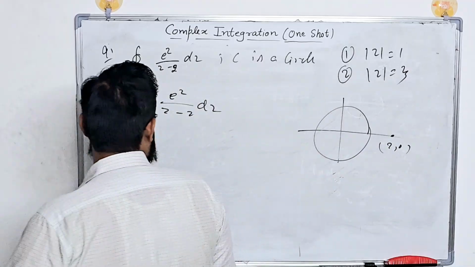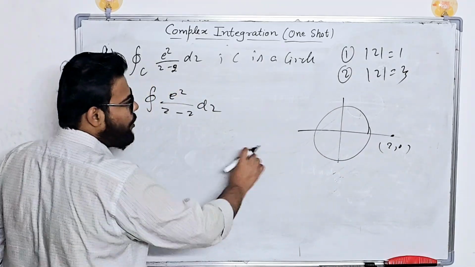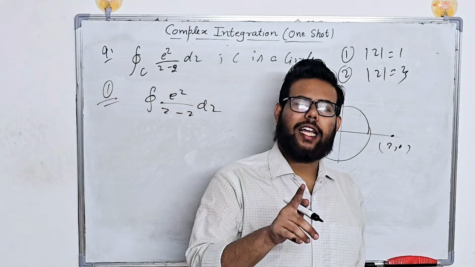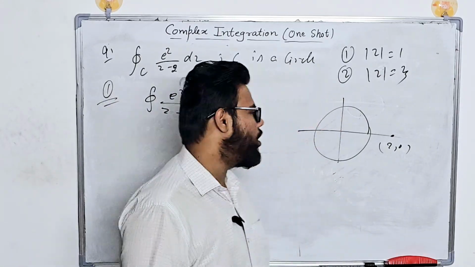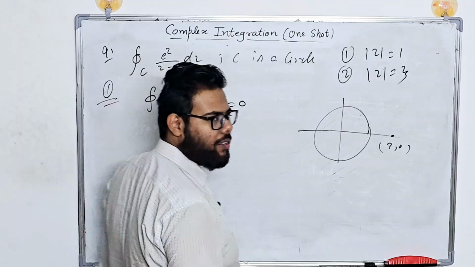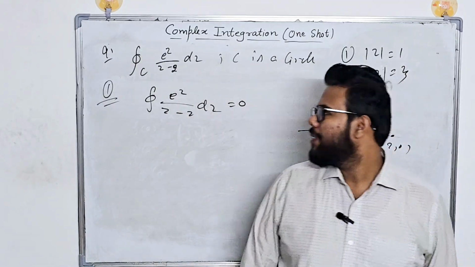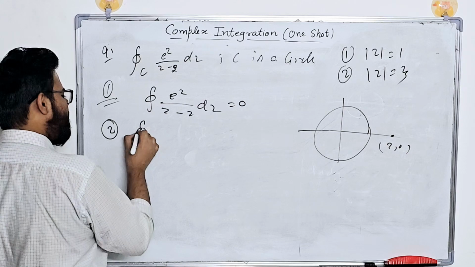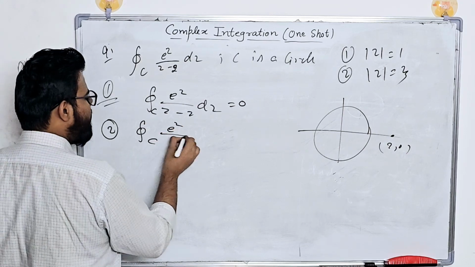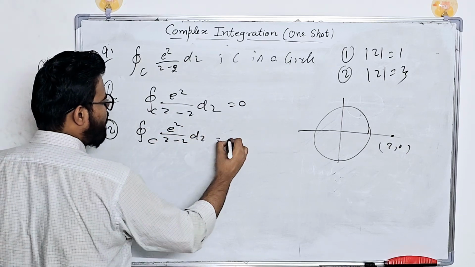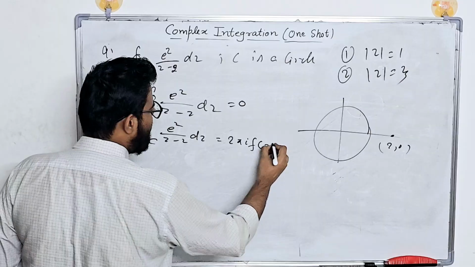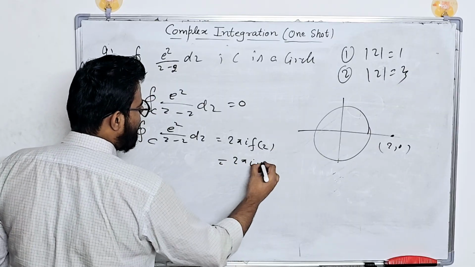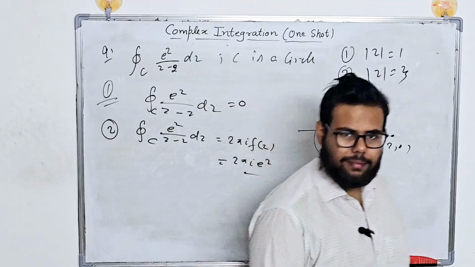It means that 2 is lying outside the contour, hence we can't apply Cauchy integral formula there, so it will be equal to 0. Okay? Now, second one, this e to the power z over z minus 2 dz, it will be equal to 2 pi iota f of 3, which is equal to 2 pi iota, sorry, f of 2, 2 pi e square, right? That's it. Understood?